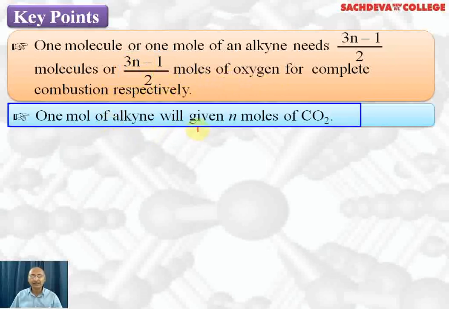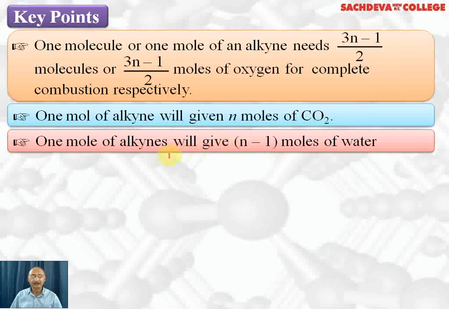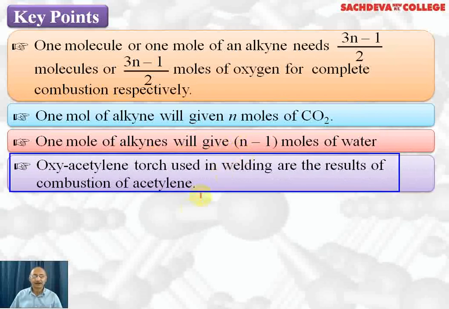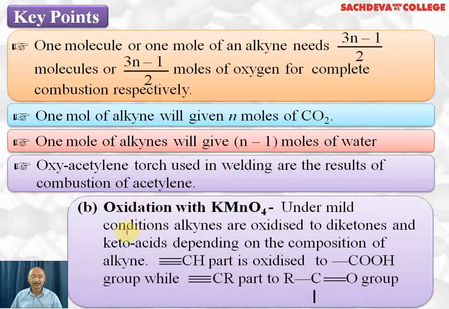One mole of alkyne will give n moles of carbon dioxide. One mole of alkynes will give n-1 moles of water. Oxyacetylene torches used in welding are a result of combustion of acetylene. Next, we are taking oxidation with KMnO4.